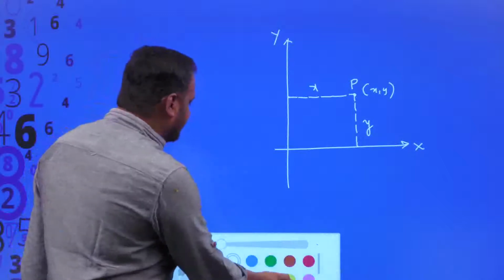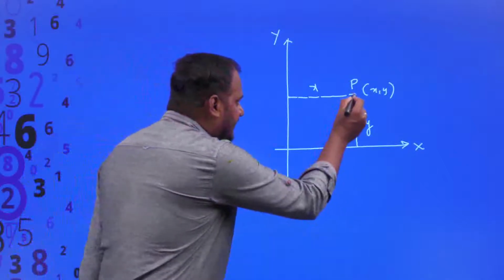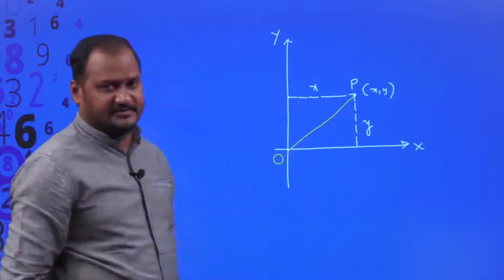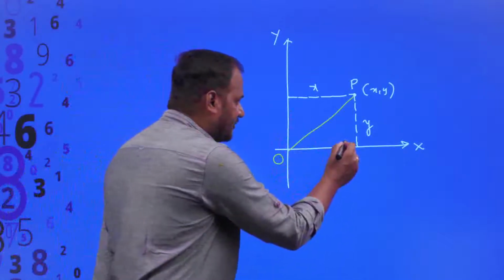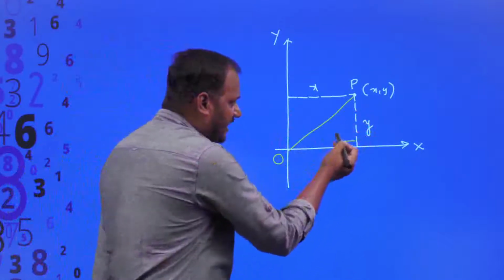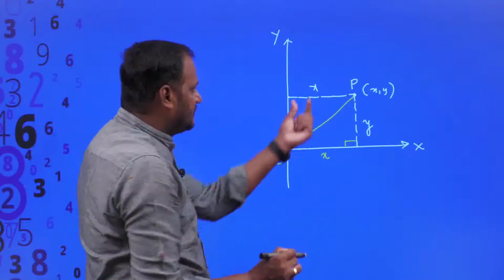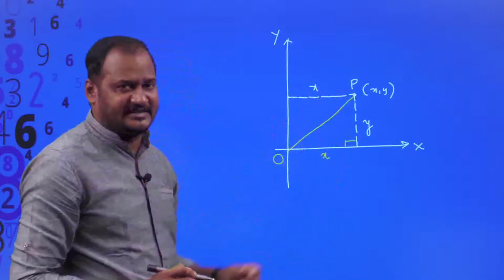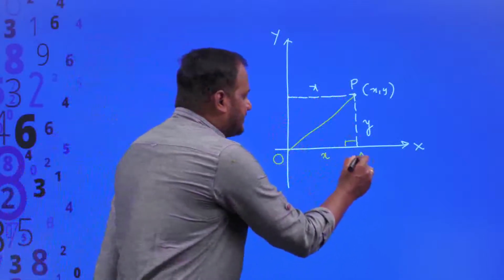Now I am going to figure out the point x comma y here. See, I am joining that O and P. O is nothing but the origin. When you join O and P, a right angle triangle is formed. See, this is y and this is the horizontal axis. So the value of this length is the same as this length because it's basically a rectangle. Let us name this point A.